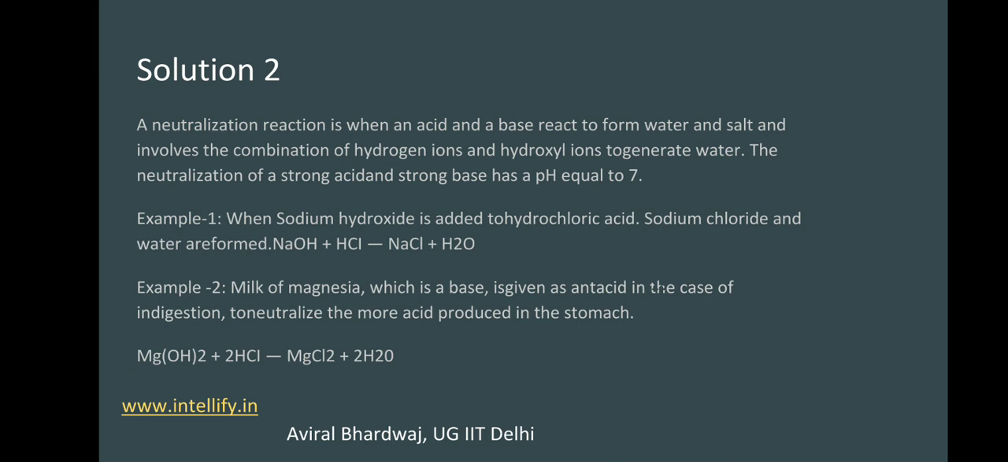The next example is milk of magnesia, which is a base, given as an antacid to neutralize the excess acid produced in the stomach. This is a common reaction when an acid is added to a base to maintain the pH at neutral, which is 7. When a strong acid is added to a strong base, we get a neutral pH of 7.